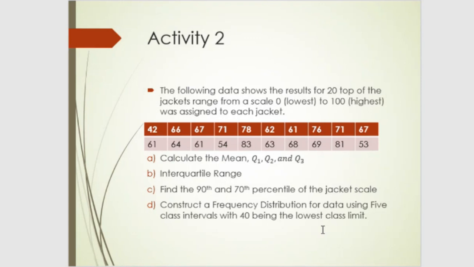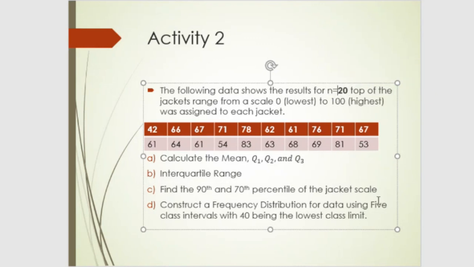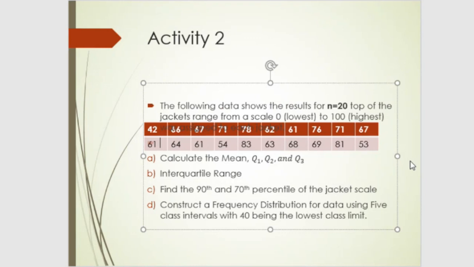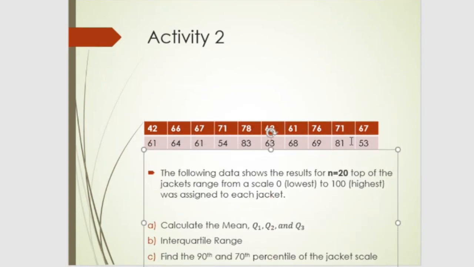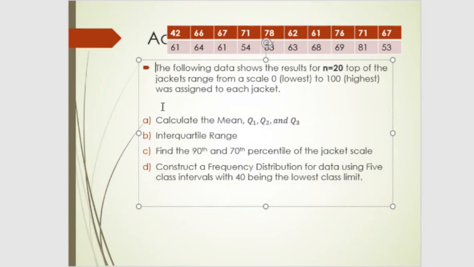All right, so here we have this data that we have. At least they told us that the value of N, the number of samples, is 20. We don't need to count that, at least we know. So what we need to do here is to sort this. Let's sort the data now, from the smallest. All right, which one is the smallest? Let's start.